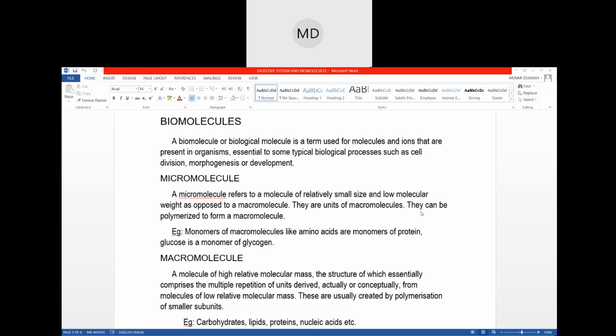They can be polymerized to form a macromolecule. Polymerization means a polymerization reaction will occur between all those molecules. Let's take amino acids. Different amino acid molecules interact with each other, form a chain, and then form a protein. That is polymerization. Micromolecules together form a macromolecule.